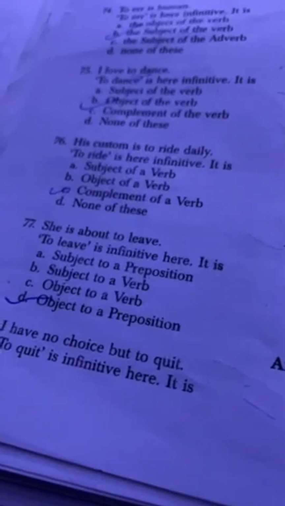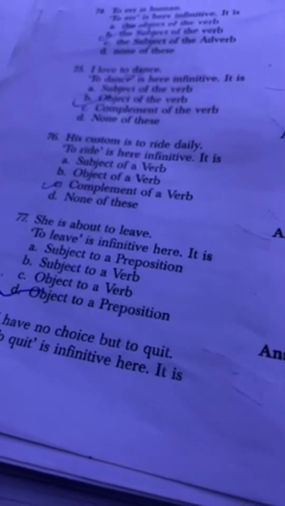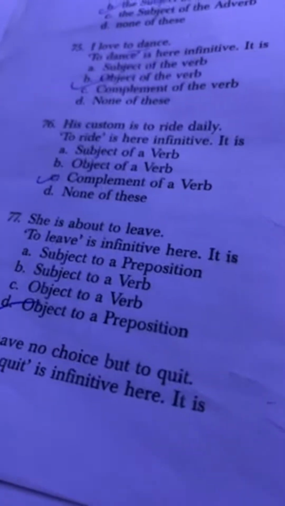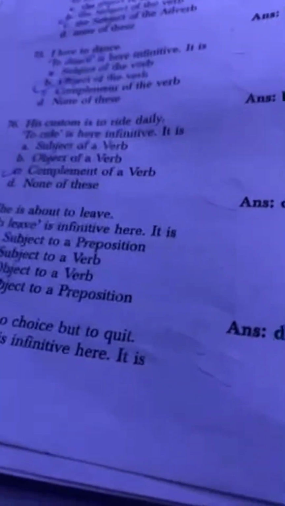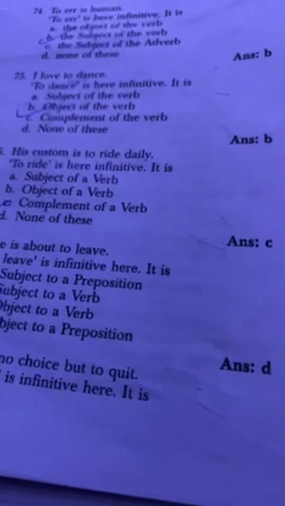Now moving to the next question. She is about to leave. To leave is infinitive here. It is subject to a preposition, subject to a verb, object to a verb, or object to a preposition. She is about to leave. So to leave here is your object, object to a preposition.